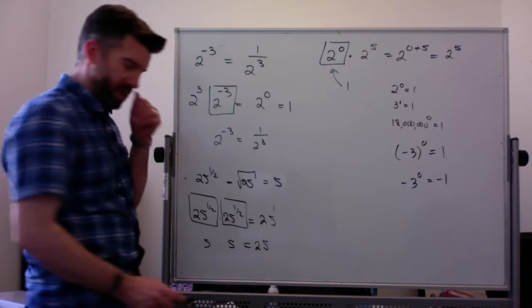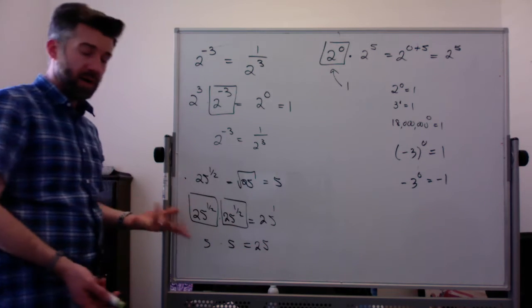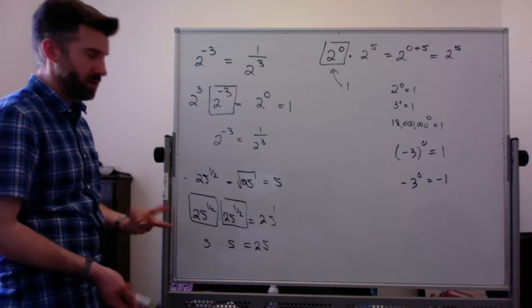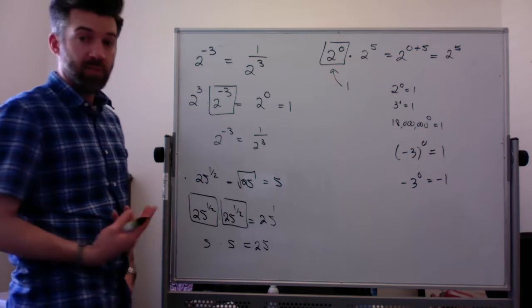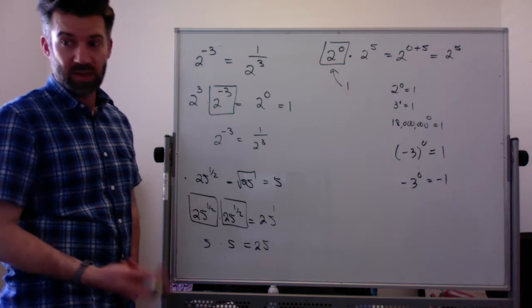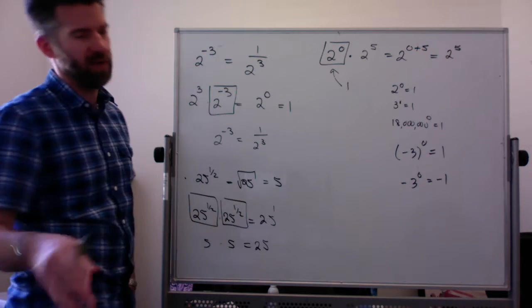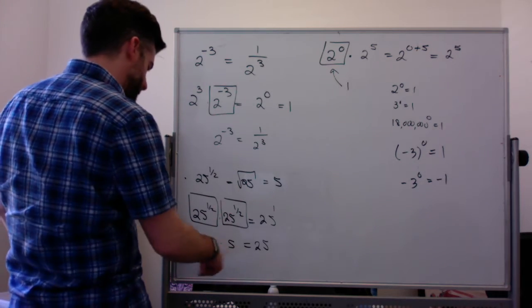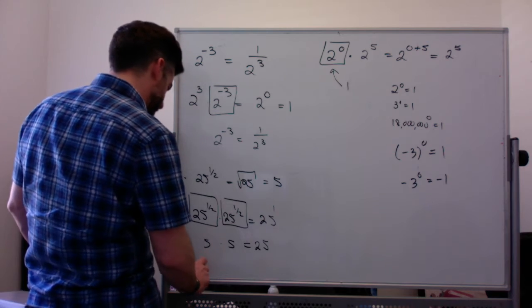Not negative, and if you take fractional powers of positive numbers, you always get positive results. Any positive number to any power is always going to be positive, which is nice. Negative numbers to a power is kind of weird. So 5 times 5 is 25, so 25 to the 1/2 is definitely 5.